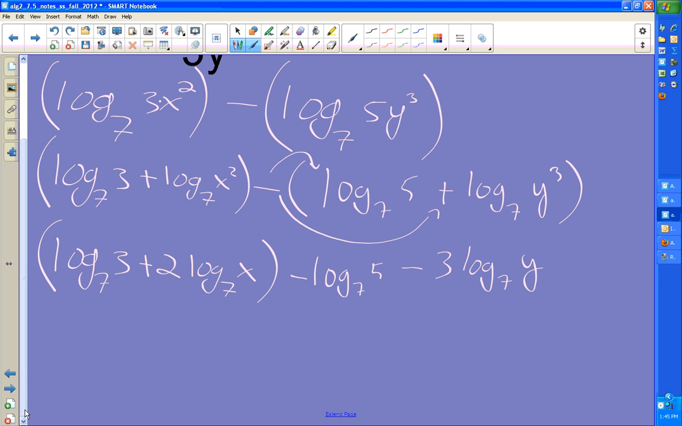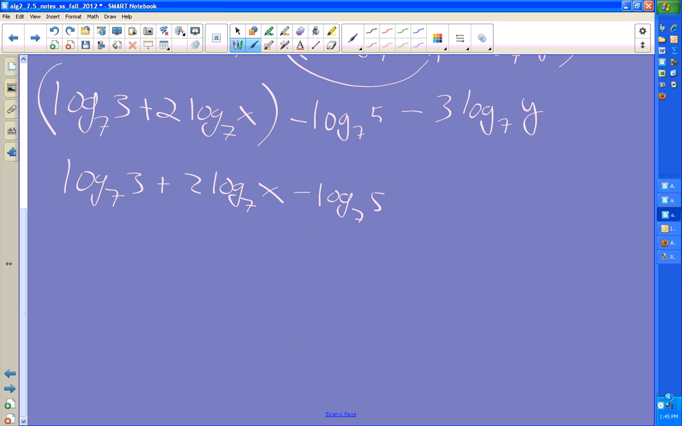And that's it. That's expanding. You don't need the parentheses around the first two. You have to distribute the negative. Yeah, this is your final answer. Log base 7 of 3, 2 log base 7 of x, log base 7 of 5, and 3 log base 7 of y. When you're simplifying and expanding, there's no parentheses and everything's as simple as it can get.